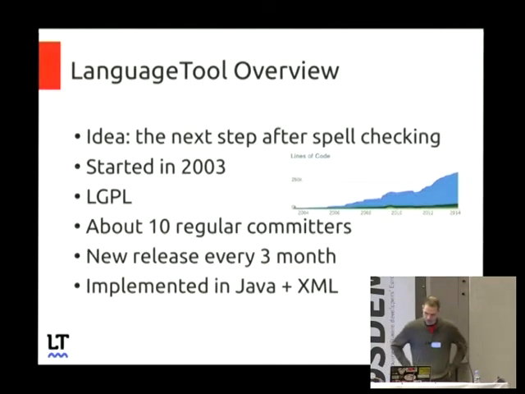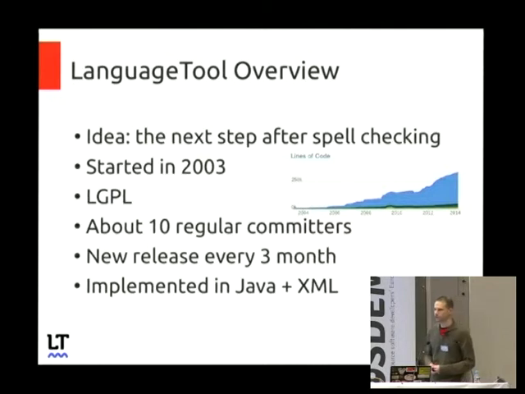So, here's a short overview about LanguageTool. The basic idea of LanguageTool was always to be the next step after spell checking. So we don't replace spell checking, but we kind of run after spell checking. And nowadays, we actually have one component that does traditional spell checking. We have that component inside of LanguageTool.